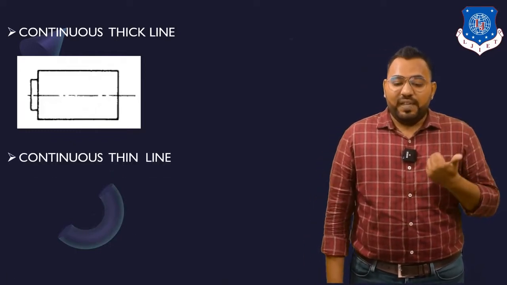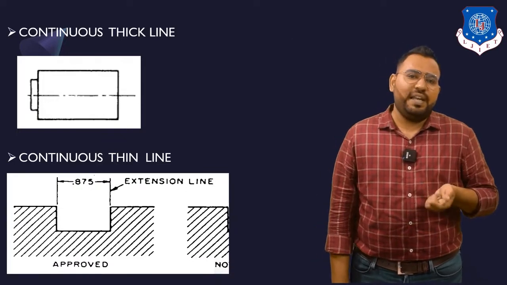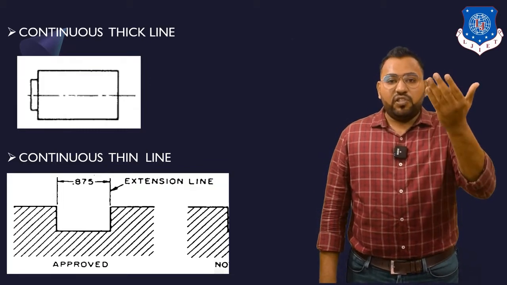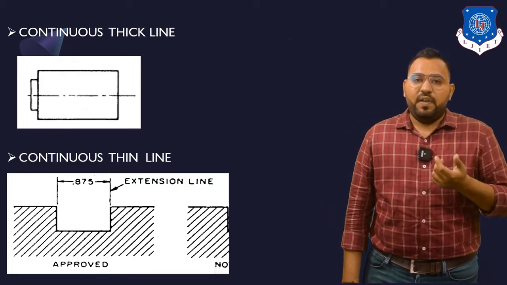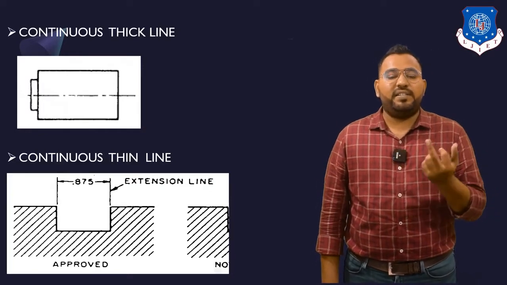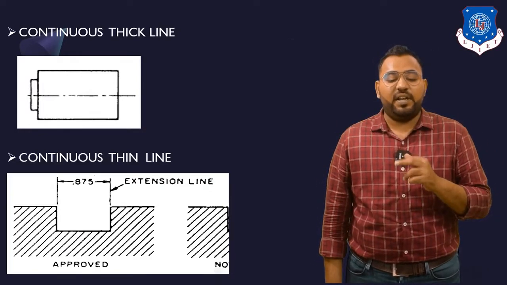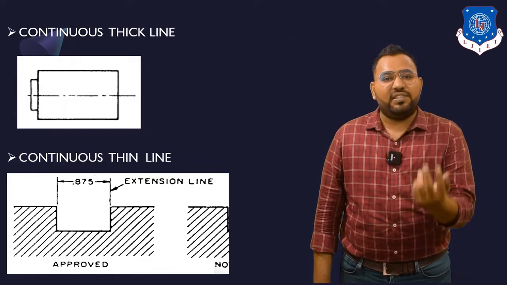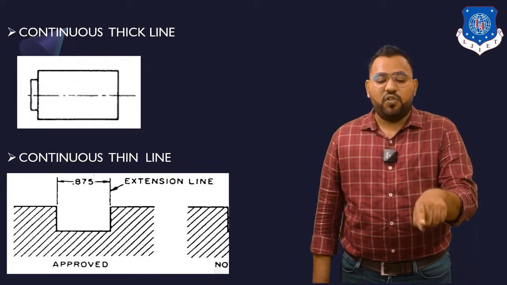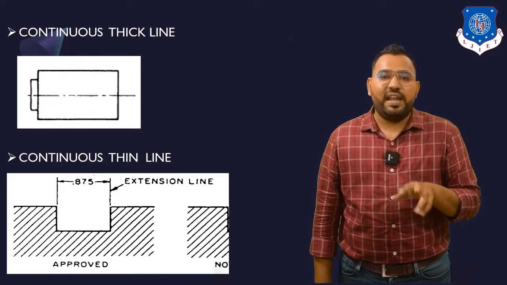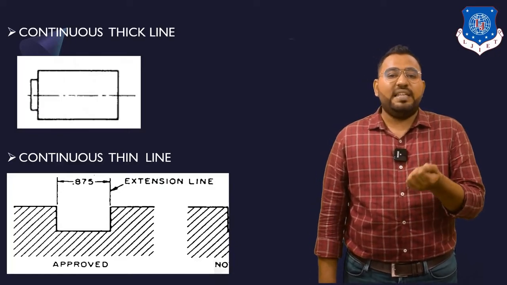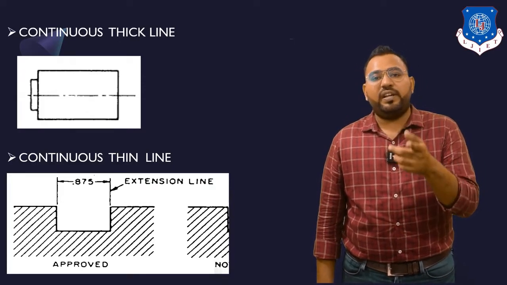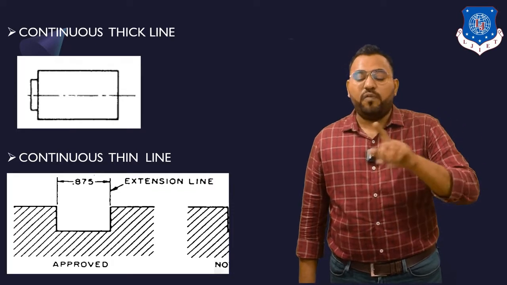Second, a continuous thin line. Now continuous thin line is used for showing dimension, extension and projection line. As you can see on the screen, there is one dimension written over there, 0.875. There are double arrowhead lines, then 0.875 is written, and you can also see the extension line. This extension line is used for showing the dimension. You can see these two vertical lines, which are extension lines, and with the help of the extension lines the dimension 0.875 is given. The extension line which you are going to use for showing the dimension is also drawn with continuous thin line.